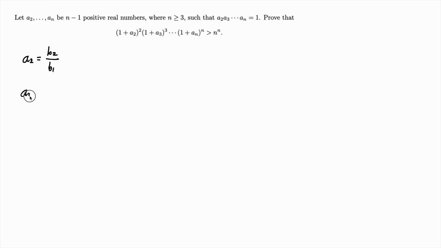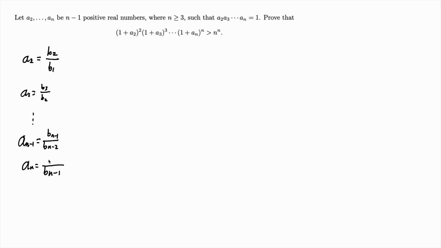So let's define a sub 3 to be b sub 3 over b sub 2. Now notice that these two are not dependent on each other, because even though they share a b sub 2, b sub 3 can change everything. And similarly, a sub n minus 1 is equal to b sub n minus 1 over b sub n minus 2, and a sub n equals b sub n over b sub n minus 1.